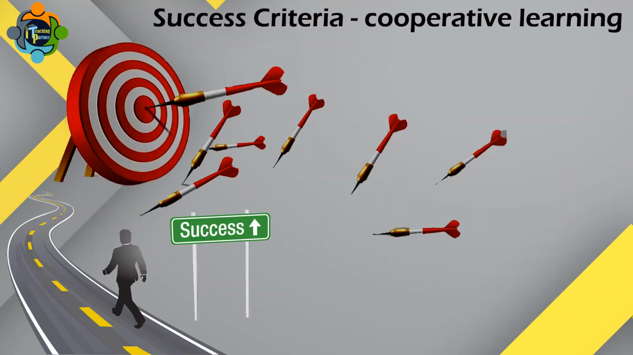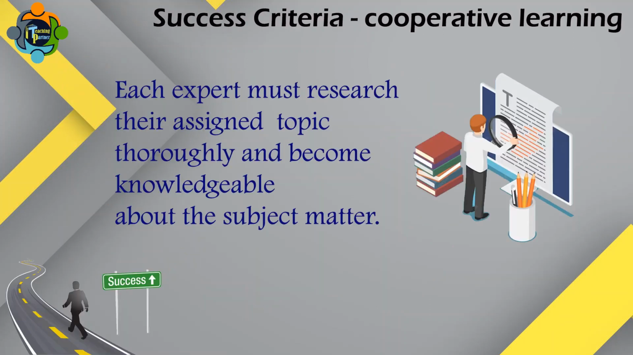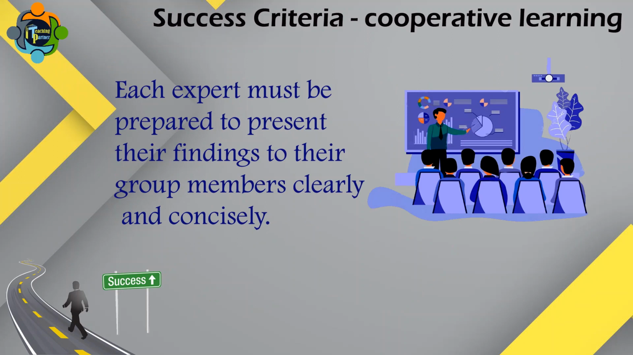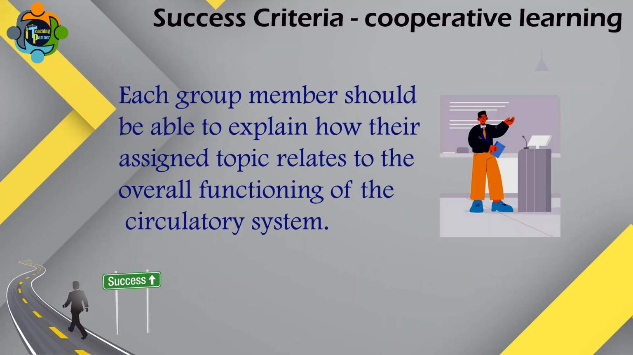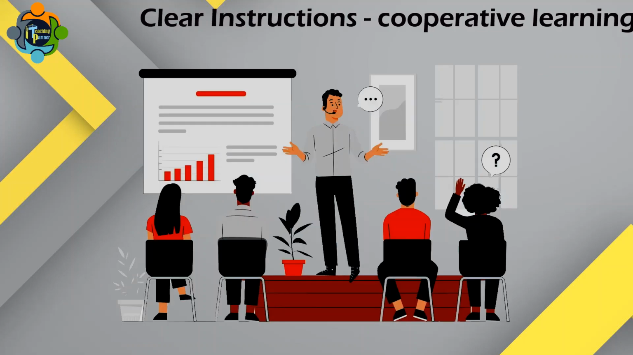Let's talk about the success criteria of this. Each expert must research their assigned topic thoroughly and become knowledgeable about the subject matter. Each expert must be prepared to present their findings to their group members clearly and concisely. Each group member must actively participate in the group discussions and contribute to the overall understanding. Each group member should be able to explain how their assigned topic relates to the overall functioning of the circulatory system. Let's come to the instructions part.